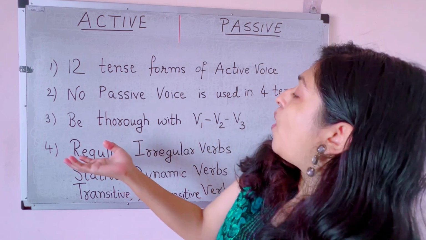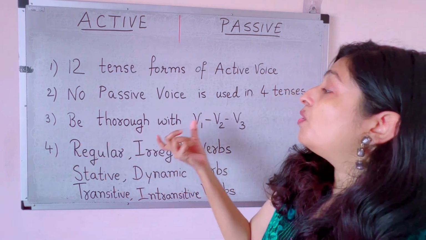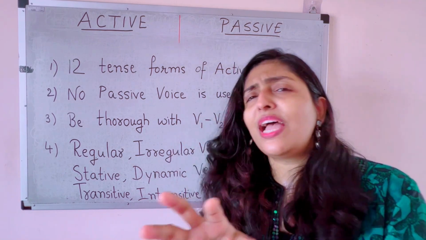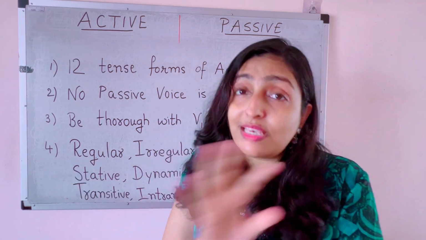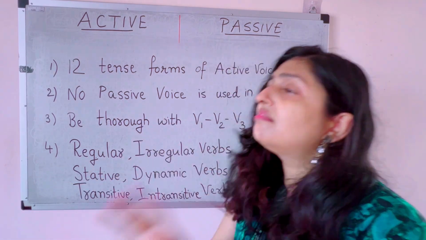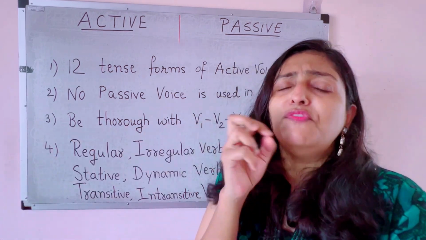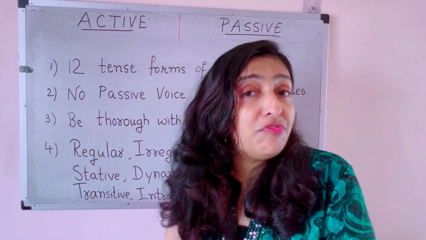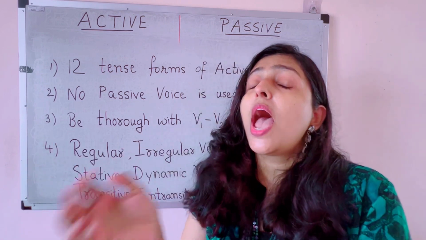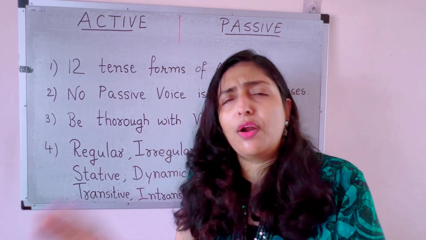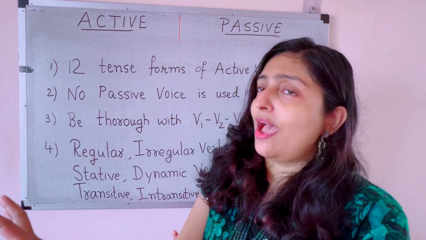Now the third point is be thorough with V1, V2, V3. I assume that you would be already seasoned, you would be already thorough with all the verb forms from V1, V2 and V3, even V4. V4 is the ing form of V1. So you should be thorough and seasoned with all of that.